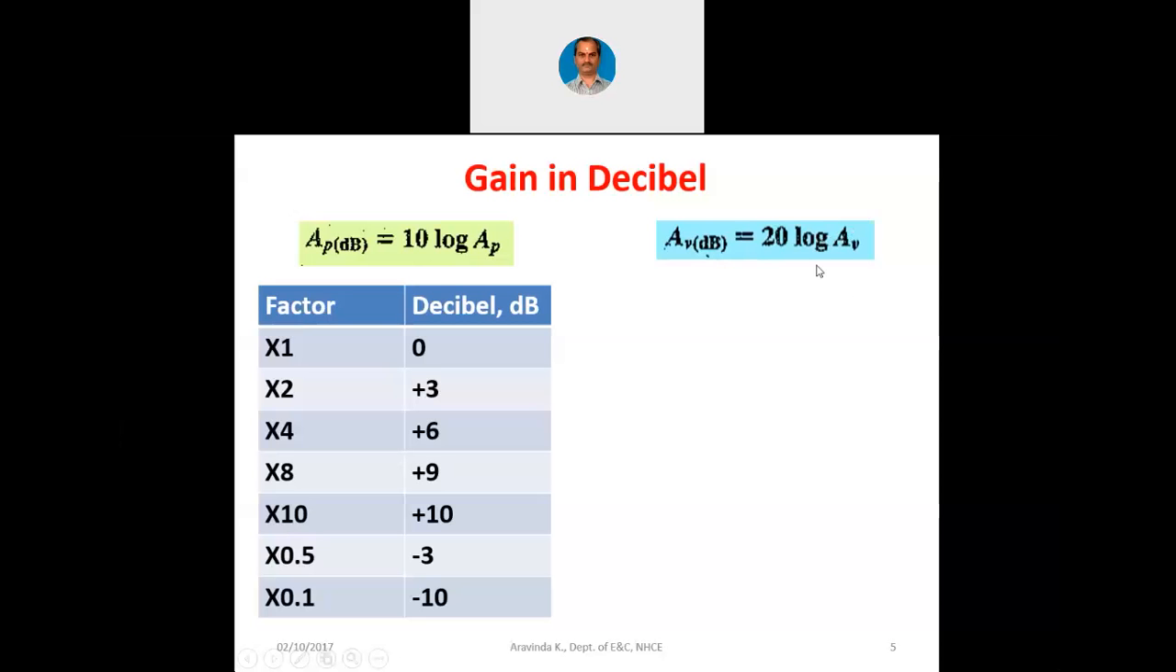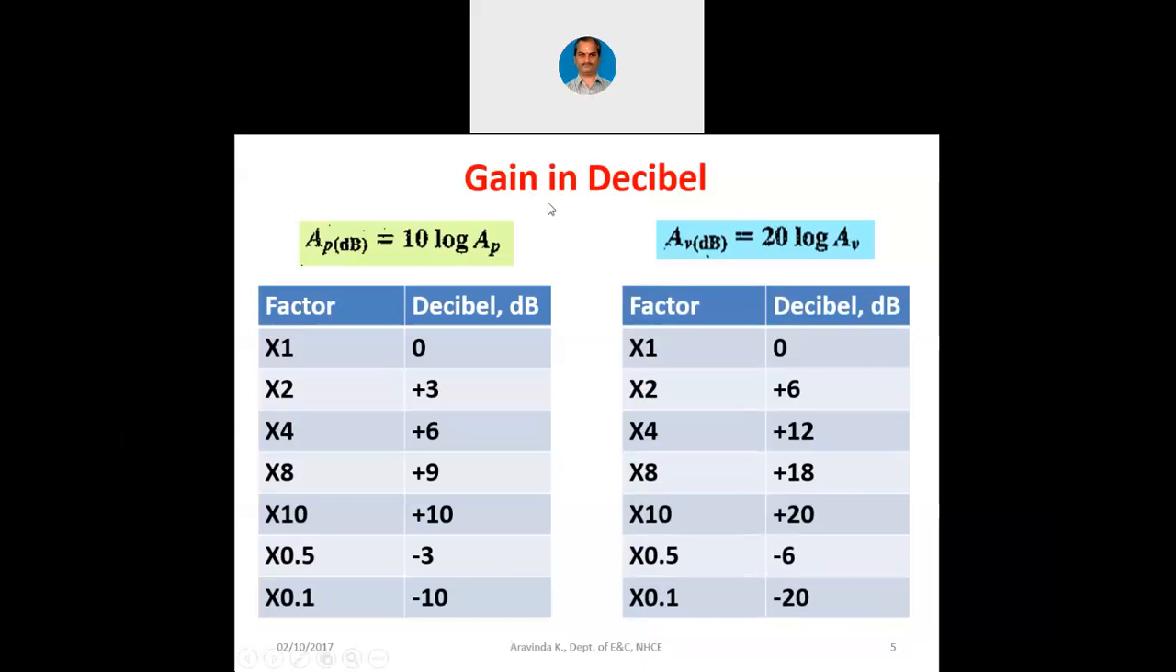But we will not be measuring current gain so easily because it is not easy to see the current waveform on the oscilloscope. It is very easy to see the voltage waveform on the oscilloscope. Similarly, it is very easy to measure the voltage using a voltmeter. It is difficult to measure the current using an ammeter because the ammeter has to be connected always in series. Voltage can be simply connected in parallel anywhere in the circuit. That way, in general, we will discuss only voltage gain and then power gain. We, in general, don't discuss current gain.